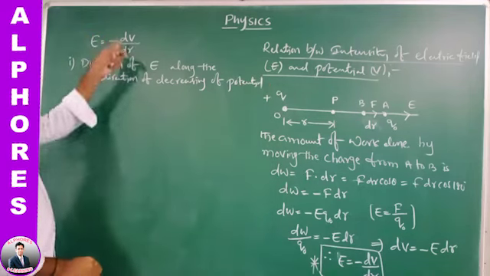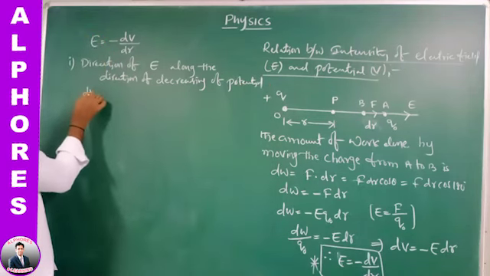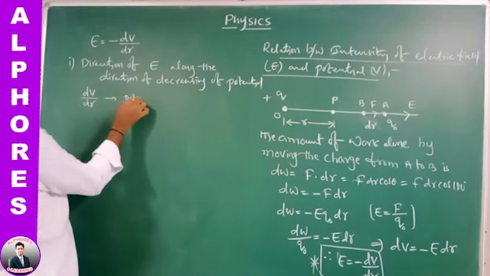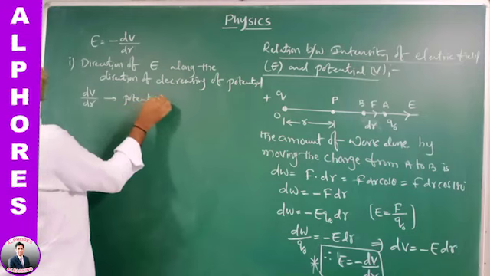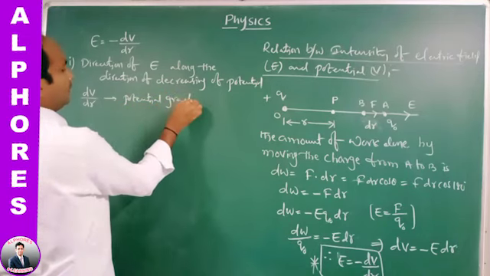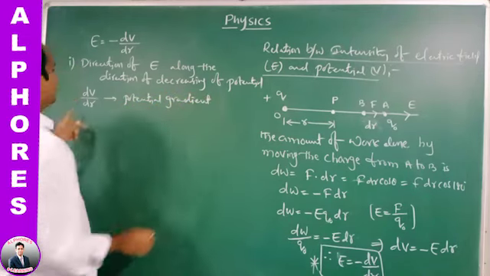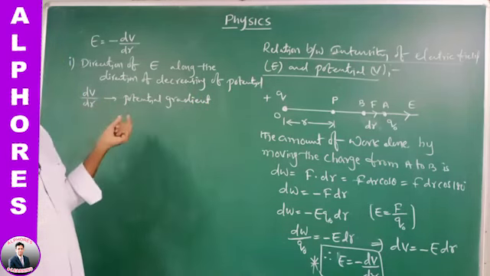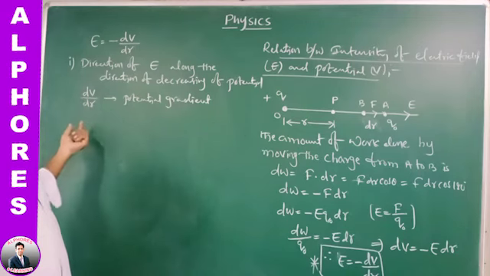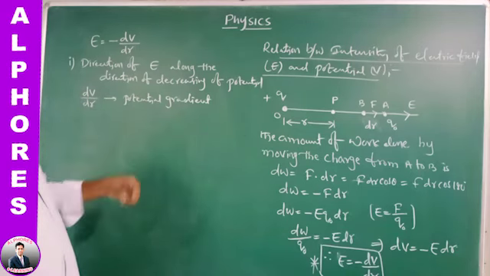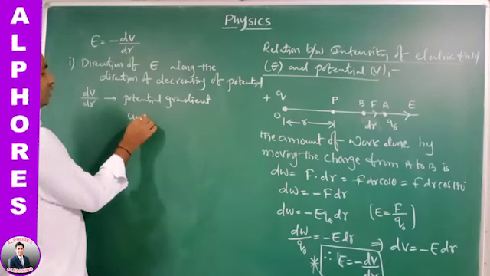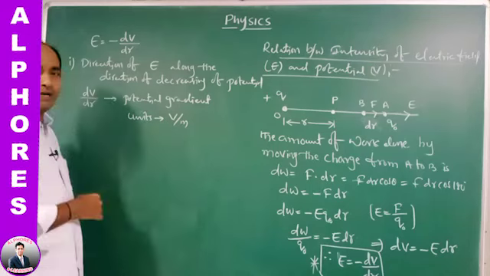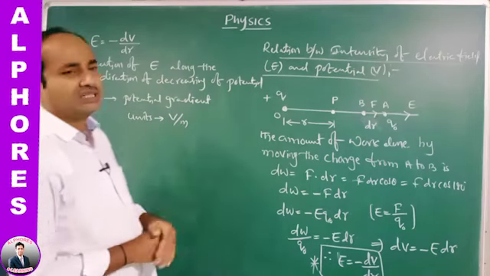Okay, and what is dV by dr? dV by dr is called potential gradient. Potential gradient means the small potential difference per unit length, or 1 unit meter. Potential difference per unit length is called potential gradient. What are the units? Units of potential gradient: volt per meter.